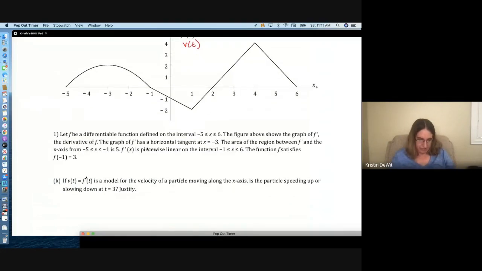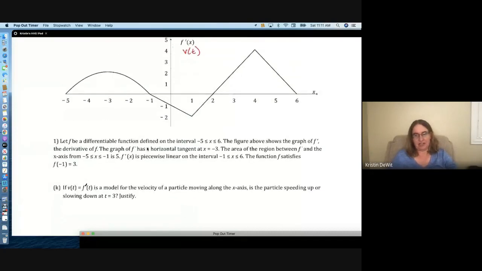Is the particle speeding up or slowing down at time equals 3? Justify your answer. Ooh, good question. I can definitely see something like this popping up. Pop in the chat for me the two things you need to be careful to consider for speeding up and slowing down.